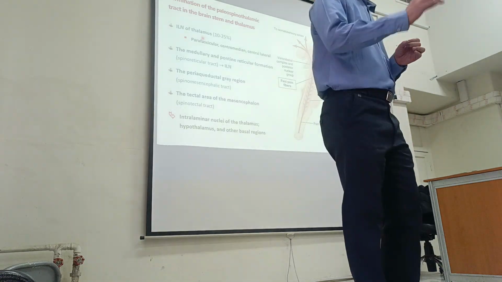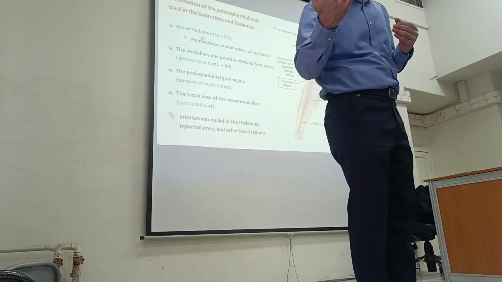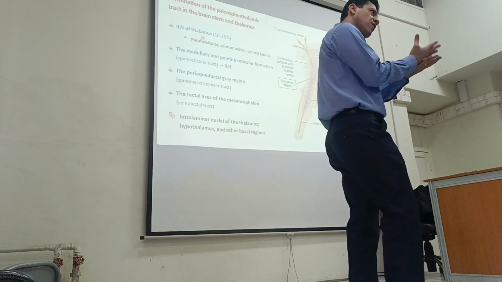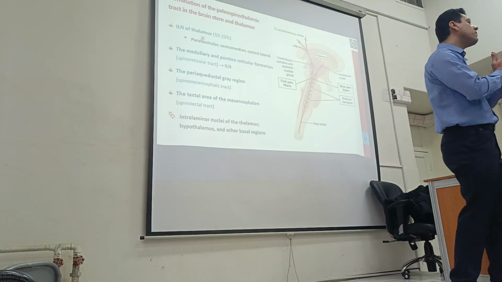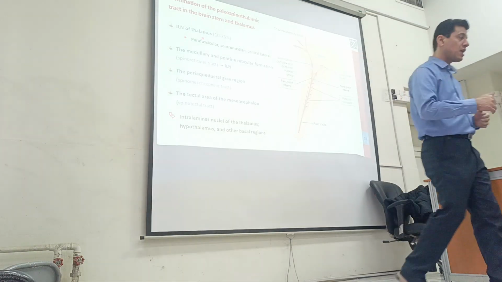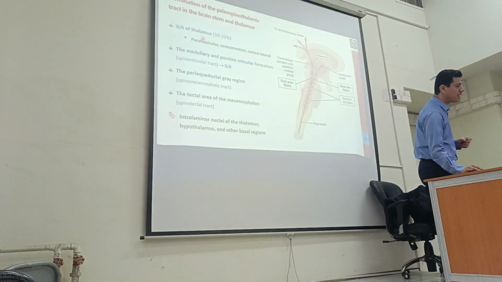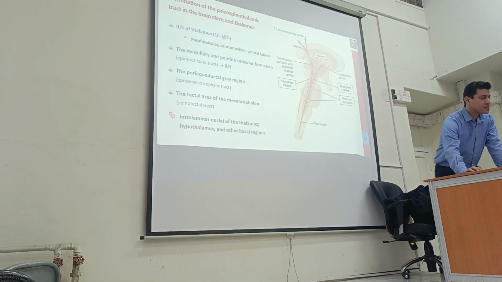They usually go to intralaminar nuclei. So we have several nuclei in the lamina of the thalamus. We call them interlaminar nuclei, right? So let's see. 10 to 25% of the fibers in the pathway terminate in interlaminar nuclei. They include parafascicular, centromedian, and central-lateral nuclei. So we have 3 nuclei here that receive these fibers.